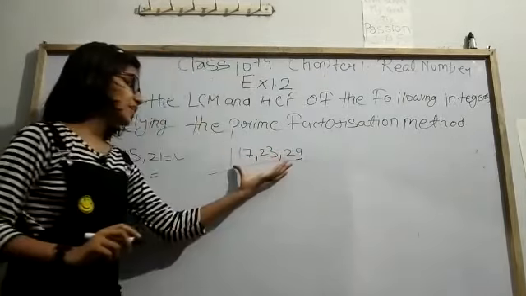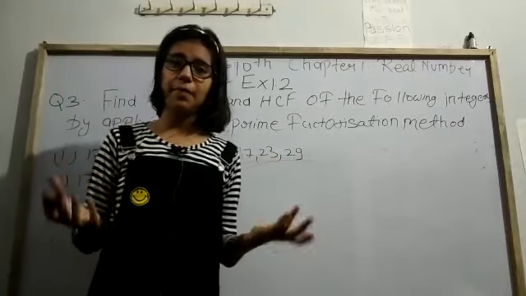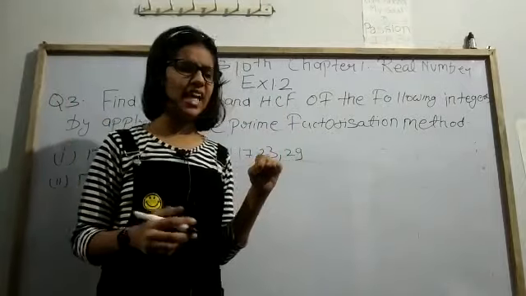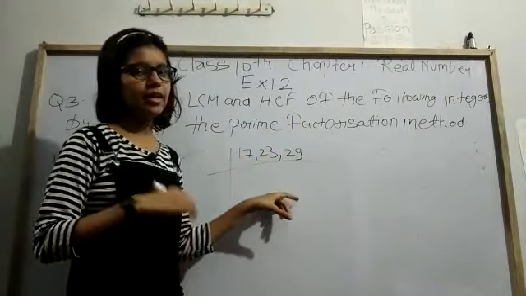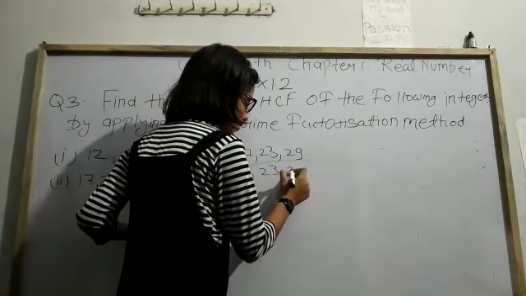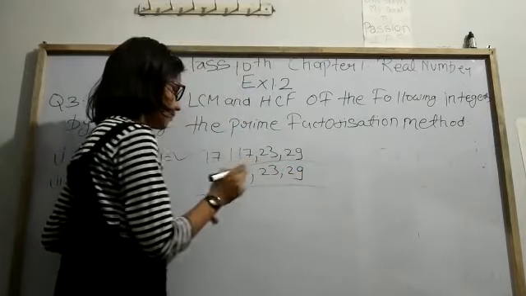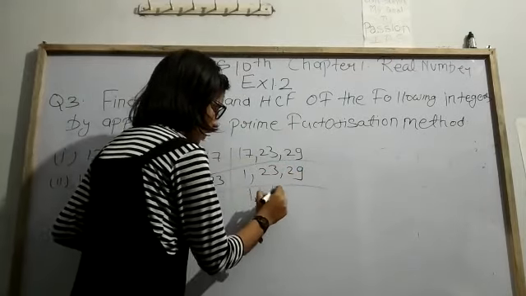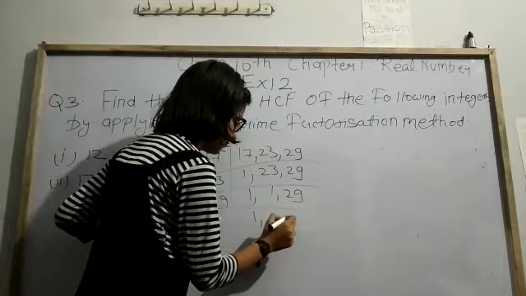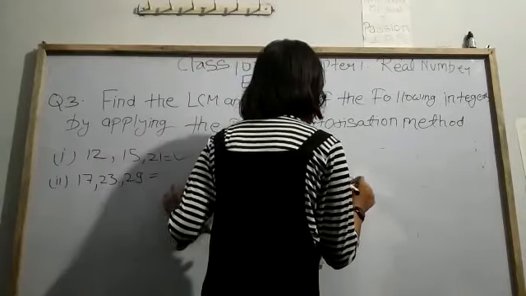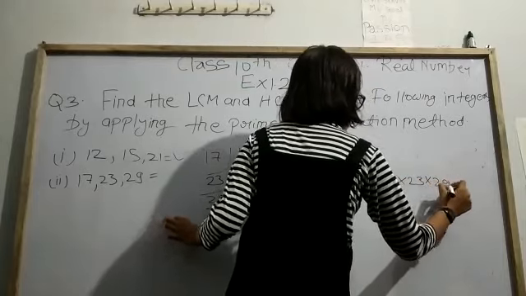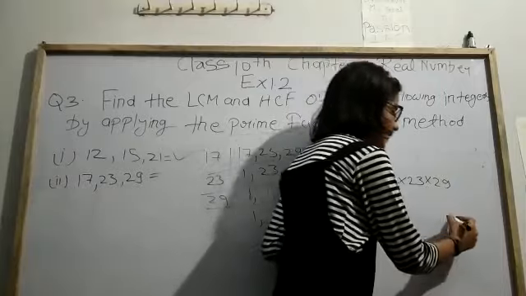All these 3 numbers are prime numbers, and by prime numbers we understand that a number can be divided only by 1 and itself. So 17, 23 and 29 are prime numbers. So 17 ones are 17, 23 as it is, 29 as it is. Now we divide by 23. So 1, 1 and 29 as it is. Now finally by 29. So we will write that LCM equals 17 into 23 into 29. So we will multiply it.